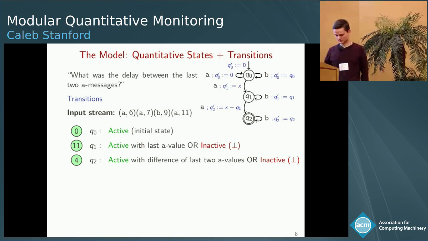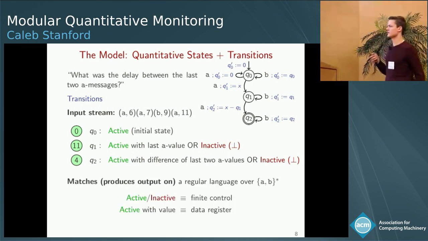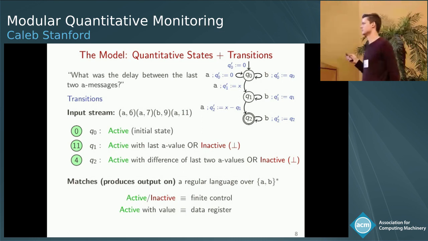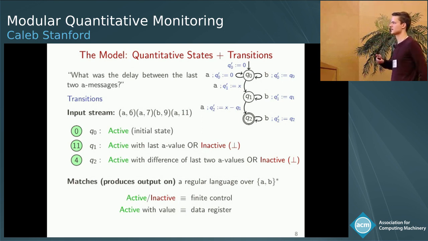Okay, so that's basically the model. And what's going on here is that it turns out that such a model always produces output on a regular language over the input stream. So in this case, there's A's and B's in the input stream, so the model always produces output on some regular language over AB. And what's going on is that you have these active and inactive states, and the set of states that are active forms some kind of finite control from the classical world, and the set of states that are active with a value forms kind of like a data register. So I'm combining the data registers and finite control from other automata, and merging them into one model.